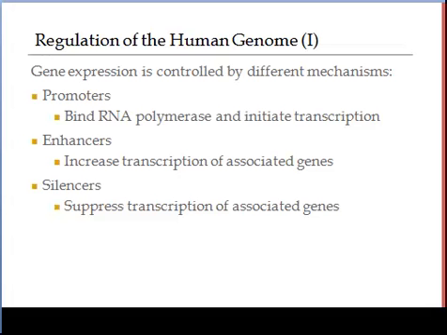Enhancers are genetic elements that increase transcription of associated genes, and silencers are genetic elements that suppress transcription of associated genes. These enhancers and silencers can be located some distance away from a promoter, and they may be upstream or downstream of the promoter on which they act. And so all three of these things work together, in concert, to determine how often an mRNA should be transcribed off of a particular DNA sequence.